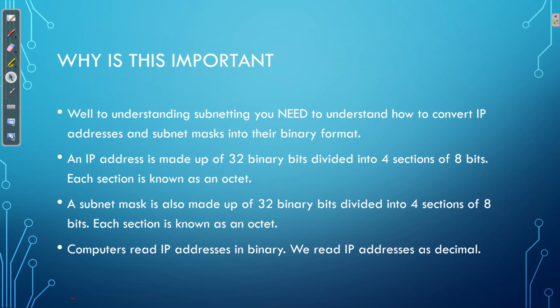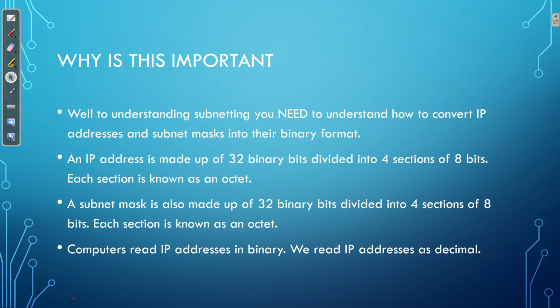Now, if you do our binary maths, if we have 8 bits and all of the bits are set to 0, it means that we have a decimal value of 0. If all of the 8 bits are set to 1, then we have a decimal value of 255. Hence the reason why each octet of an IP address can be between 0 and 255. A subnet mask is also made up of 32 binary bits, divided into 4 sections of 8 bits, and each section is known as an octet. So we've got subnet mask octets and IP address octets.